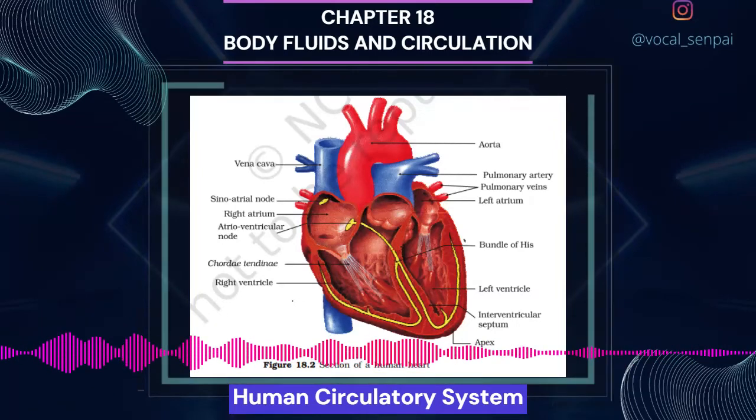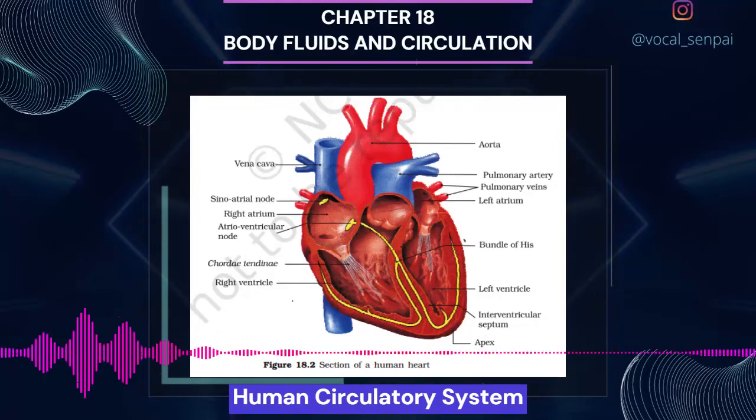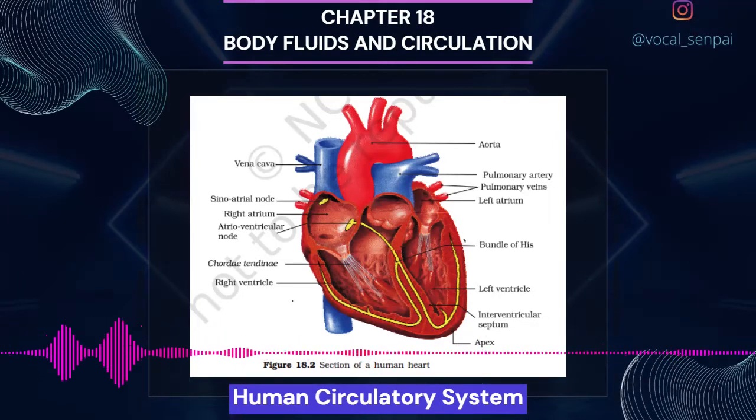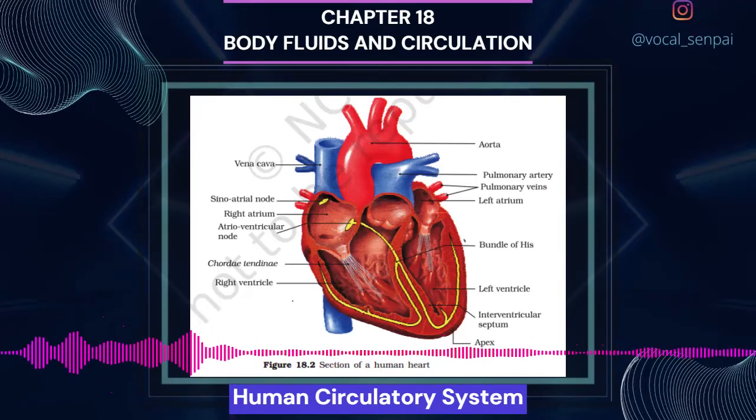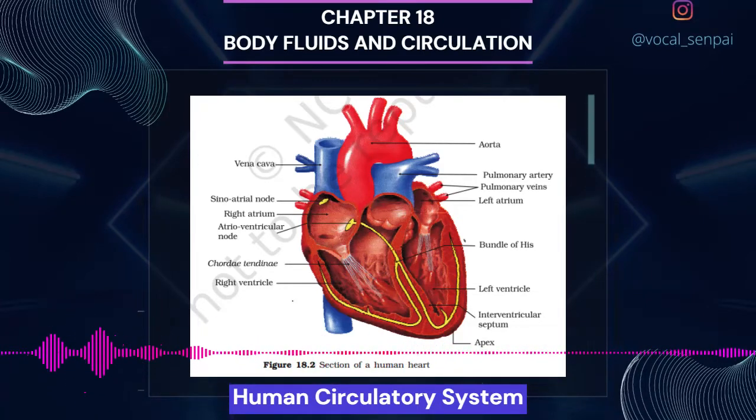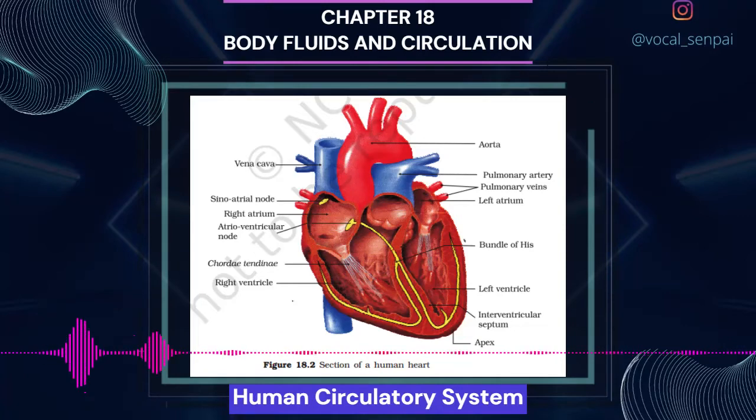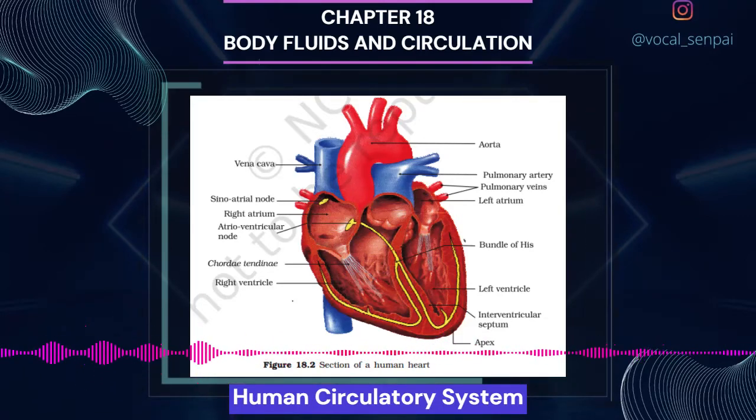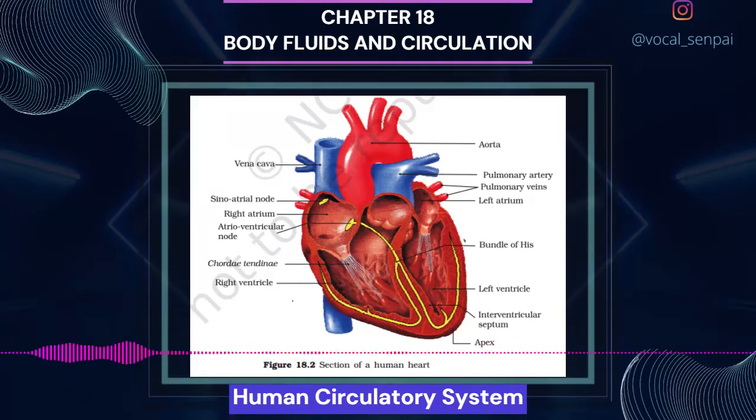The valves in the heart allow the flow of blood only in one direction, i.e., from the atria to the ventricles and from the ventricles to the pulmonary artery or aorta. These valves prevent any backward flow. The entire heart is made of cardiac muscles. The walls of ventricles are much thicker than that of the atria.